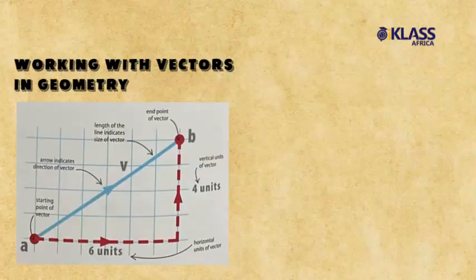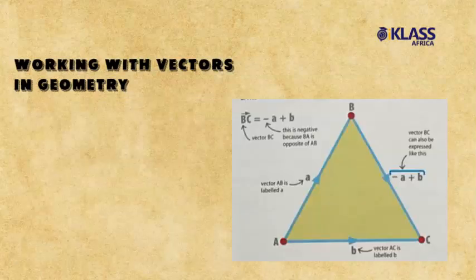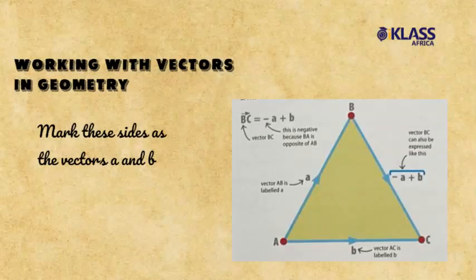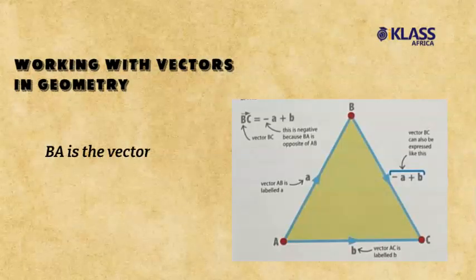First, choose two sides of a triangle ABC. In this example, AB and AC. Mark these sides as the vectors A and B. To get from B to C, go along BA and then AC, rather than BC. BA is the vector -A, as it is the opposite of AB, and AC is just B. This means vector BC is -A plus B.